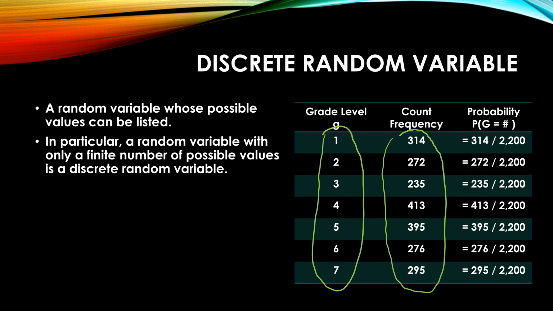And it doesn't really work to have a student that's in grade 1.5 or grade 4.5. They're going to be in one of these specific categories, and each category has a count. The probability for that category is the number in that grade level divided by the total number. So in this school, there's 2,200 students. So in first grade, the probability of randomly selecting, in this school, a first grade student is 314 out of 2,200.